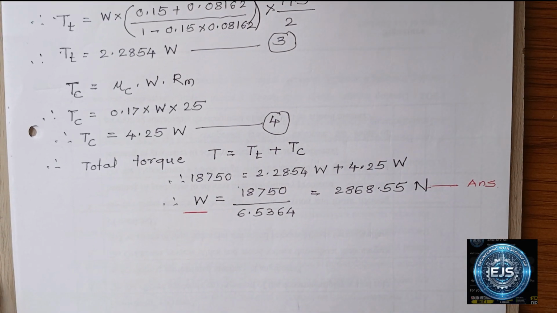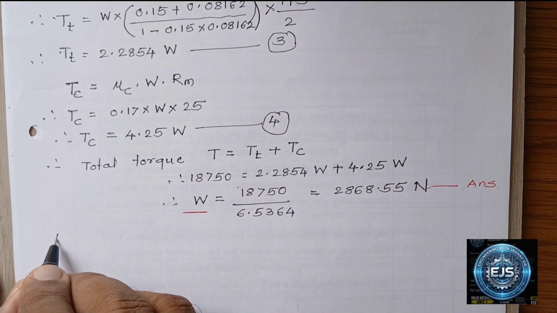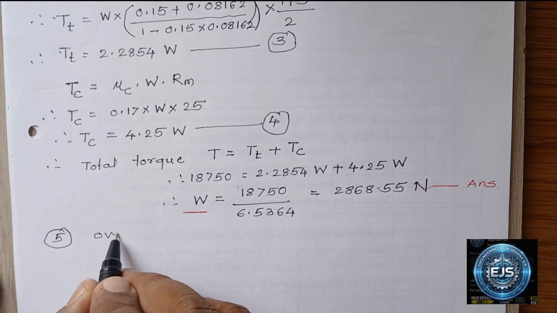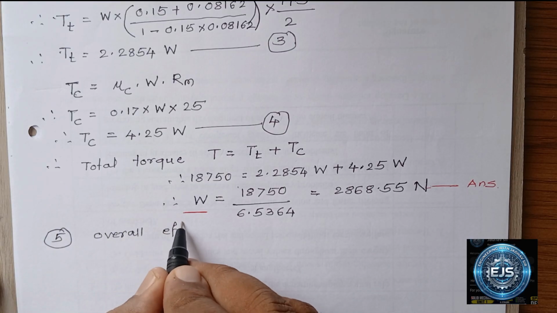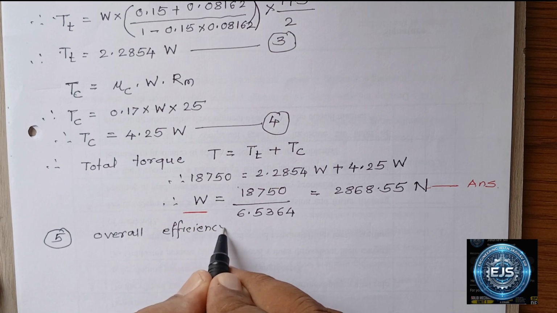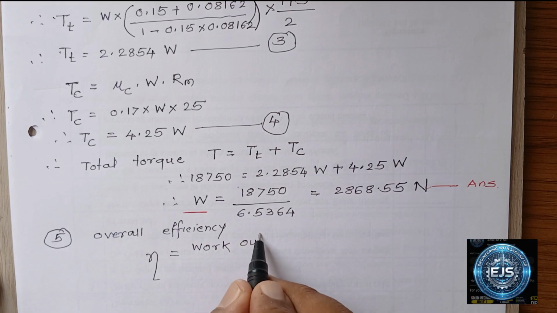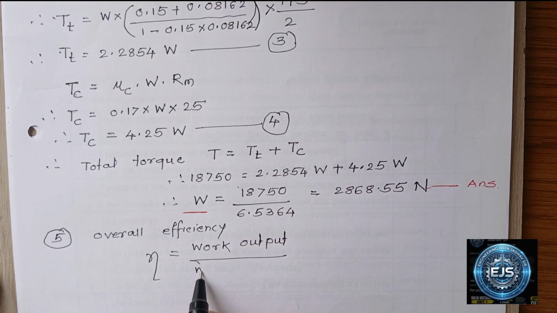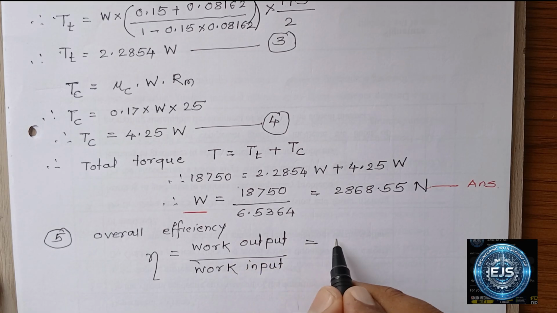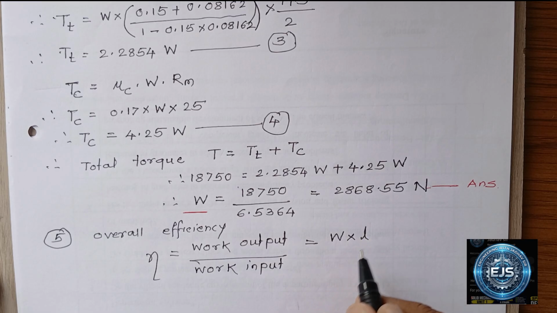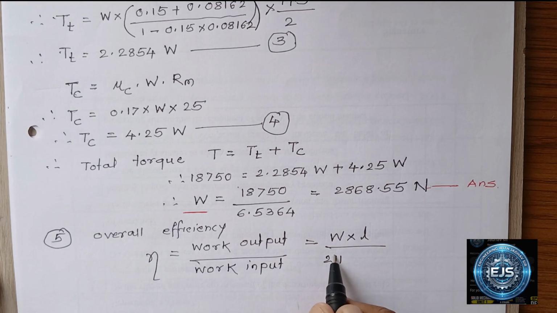Now the second answer is to calculate the overall efficiency. So we can say the fifth step is to calculate the overall efficiency of this screw. The formula for overall efficiency is eta equal to work output upon work input. Work output is given by W into L, divided by 2 pi into T, where T is the total torque. W is the clamping force.